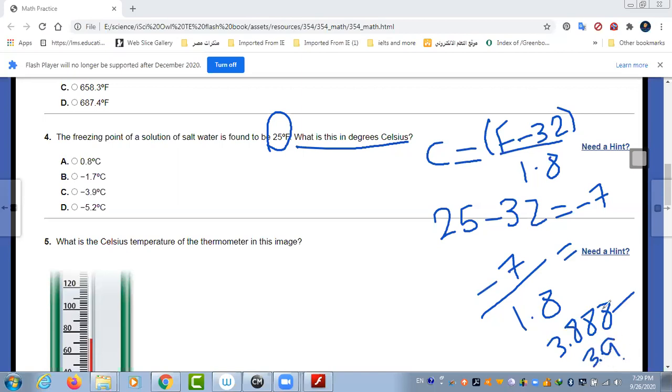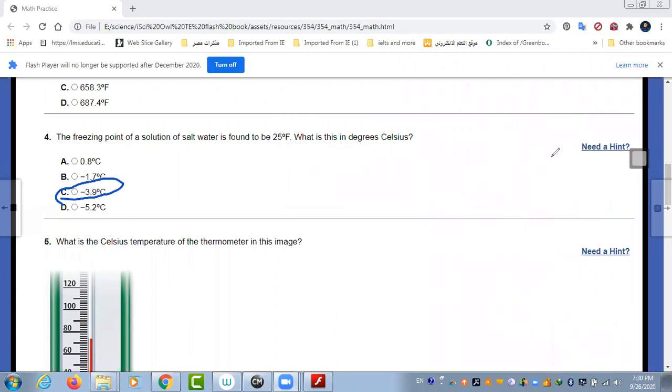If you have decimals, don't round along the way, just round at the last number. So the answer here is 3.9. I hope these points are clear. We will do the same for all questions.